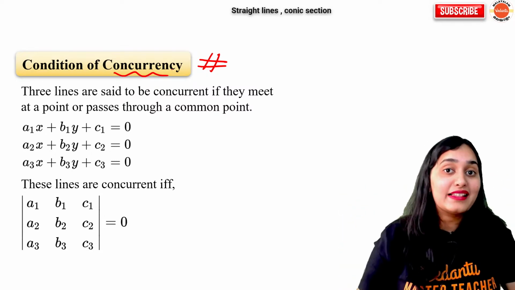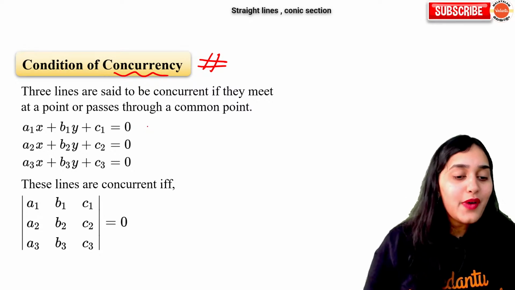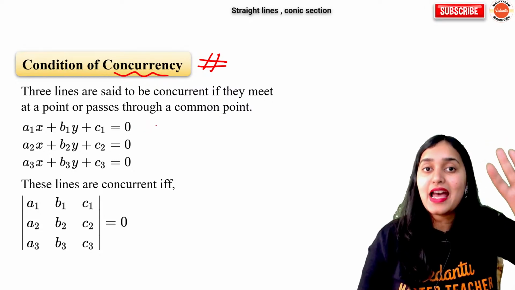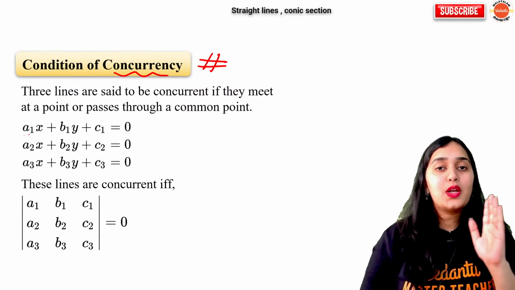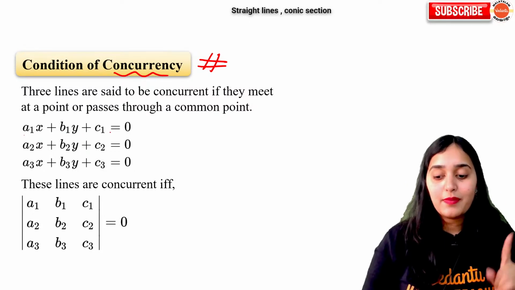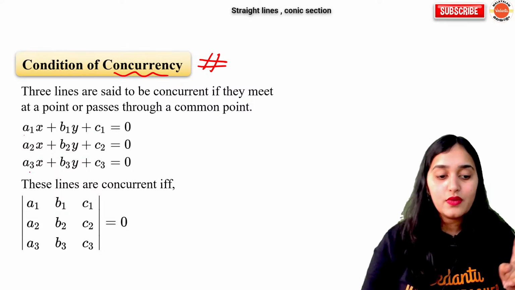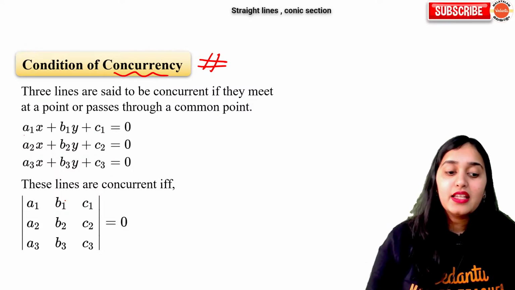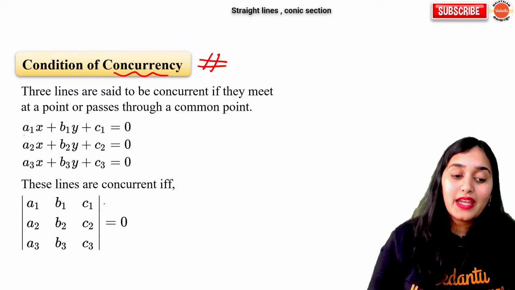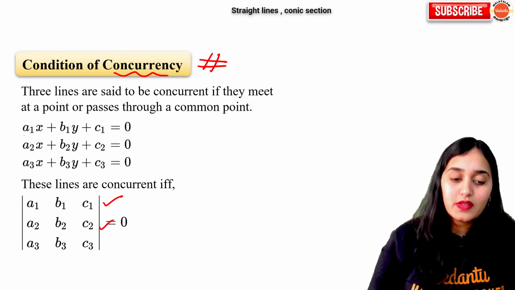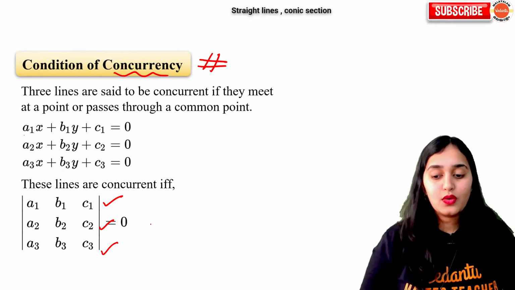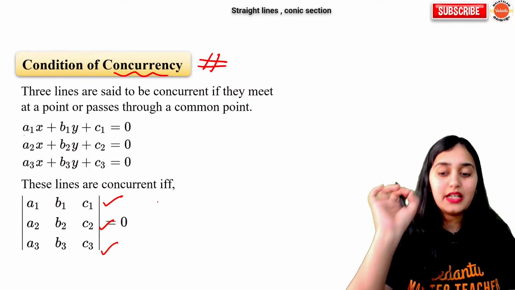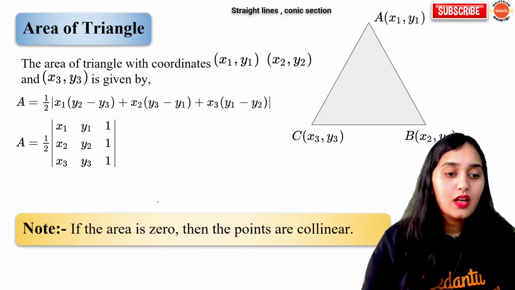Next, very, very important, concurrency is a favorite topic for the KEAM exam. It always comes. How will you identify that three lines are concurrent? If their equations are a1x plus b1y plus c1, a2x plus b2y plus c2, a3x plus b3y plus c3, then the lines are concurrent when the determinant of a1 b1 c1, a2 b2 c2 and a3 b3 c3 is equal to 0. Okay, determinant is equal to 0.